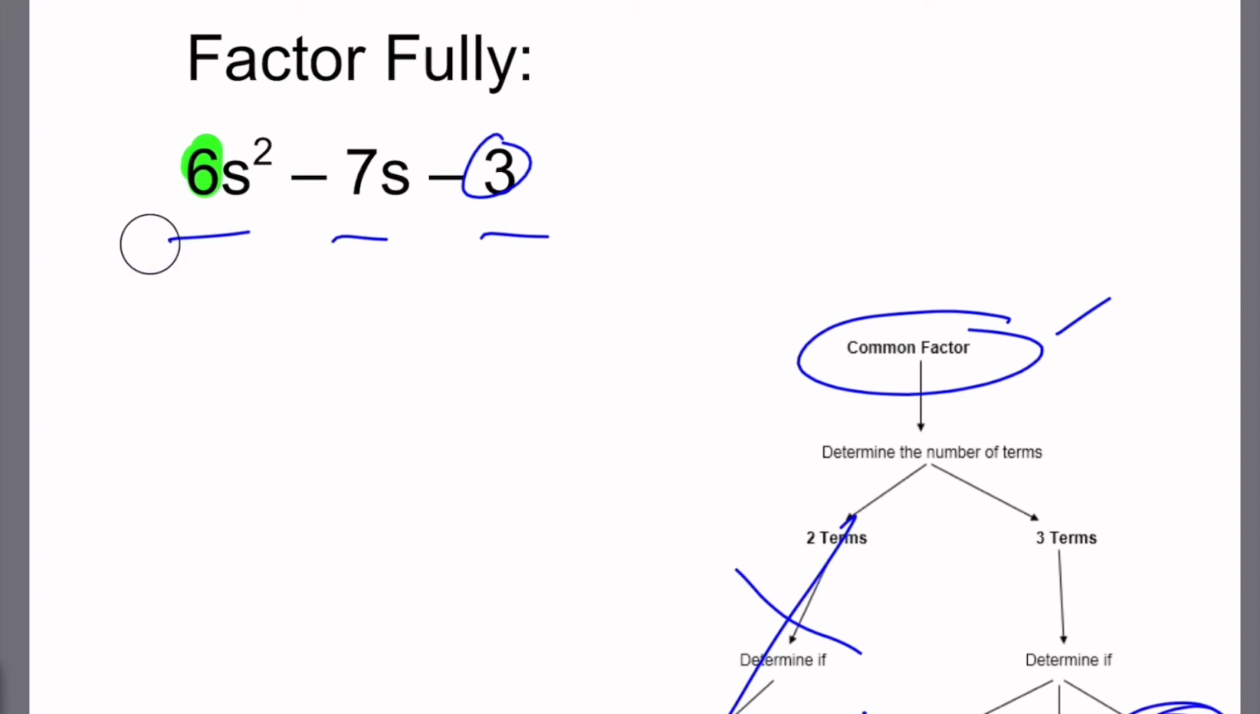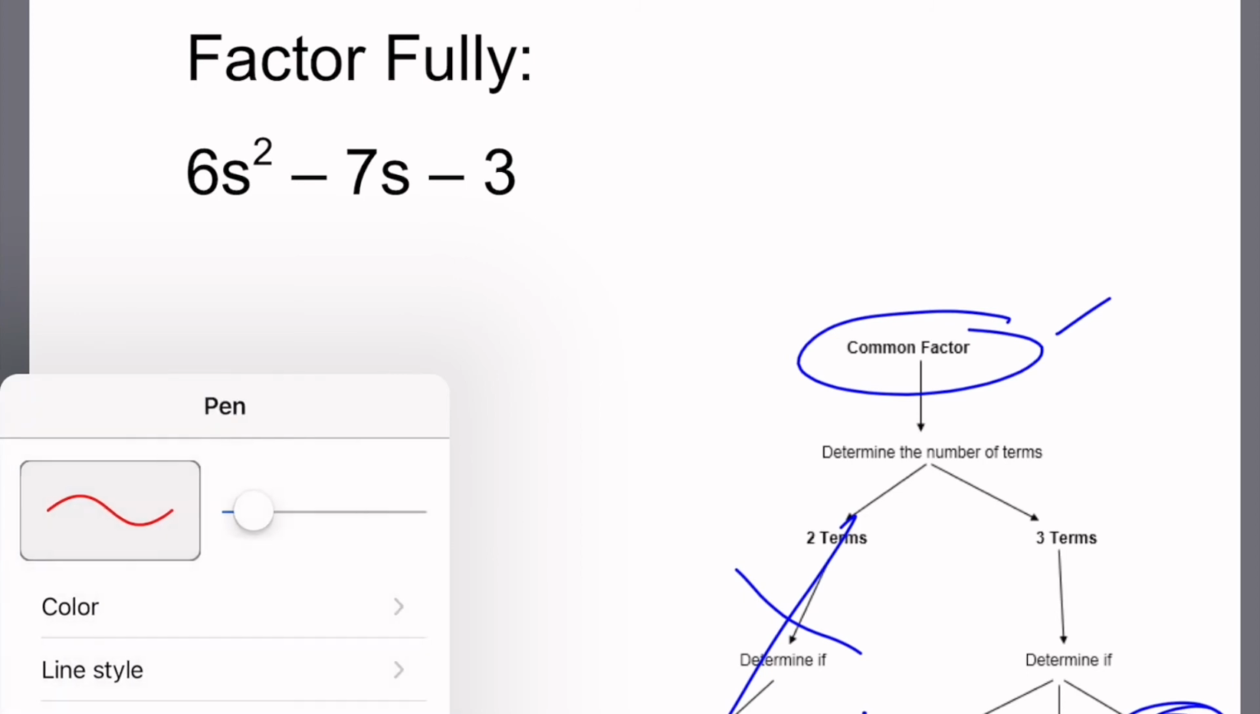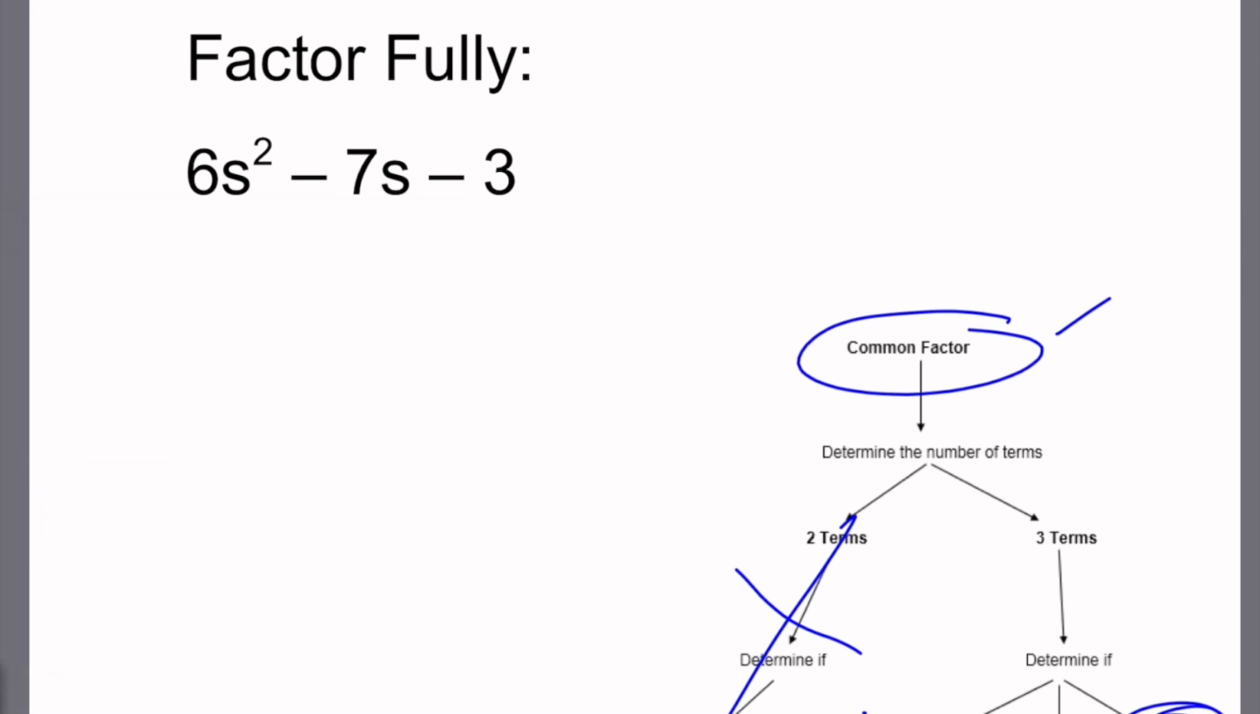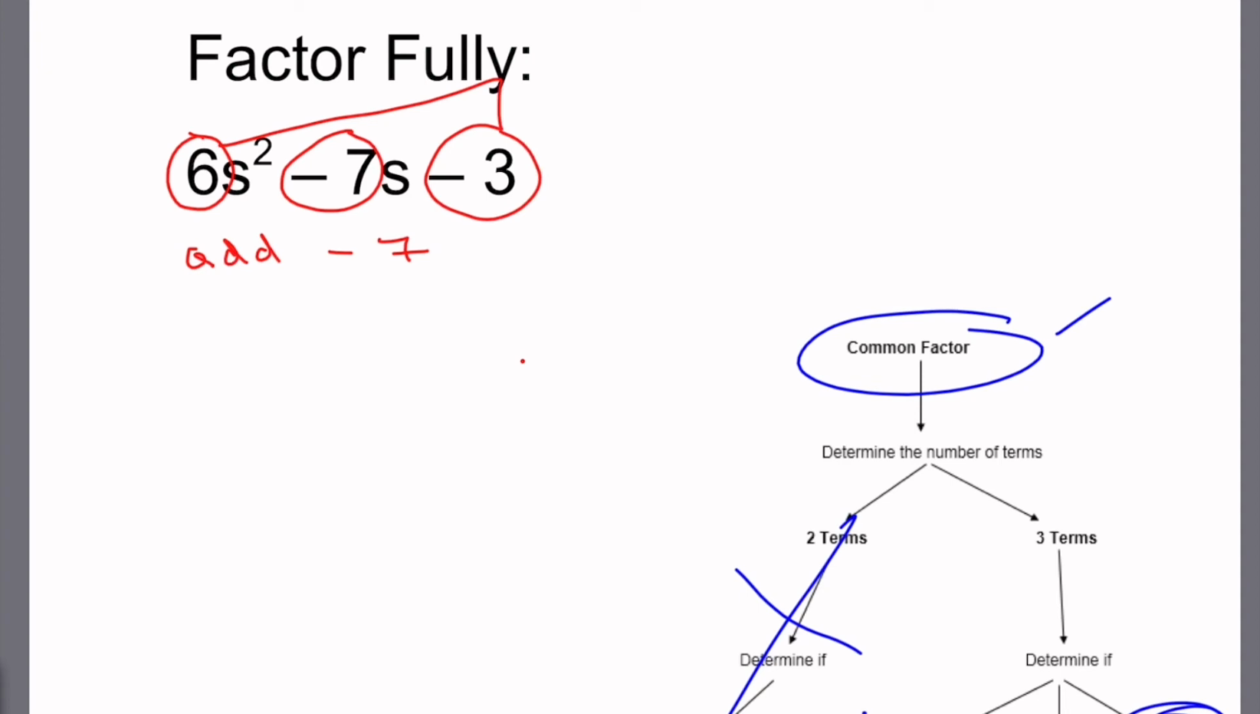Okay, but still, even though it's complex, it's not really complex. So here, let's do this one. For complex, we need two numbers that add to the middle term, so we're adding to -7, and we're going to multiply to our coefficient on the first term multiplied by the full constant at the end. So 6 times -3, that's going to be -18. So we're going to multiply to -18.